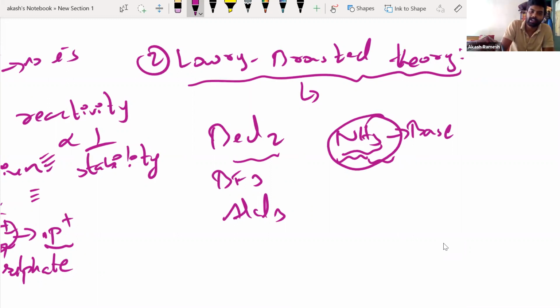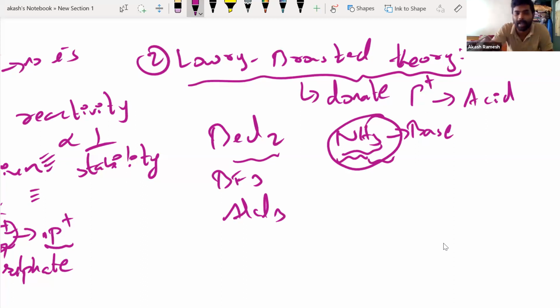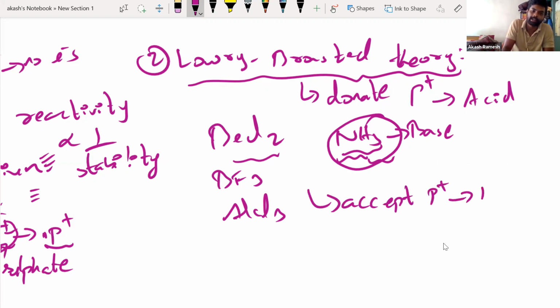Whichever is able to donate a proton is called an acid, a Lowry-Bronsted acid. Whichever is able to accept a proton is going to be called a base. Whichever is able to donate a proton, acid; whichever is able to accept a proton, base. I think, guys, you will be able to easily understand this.